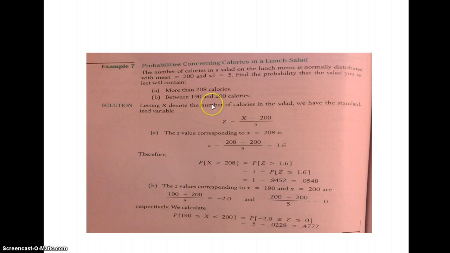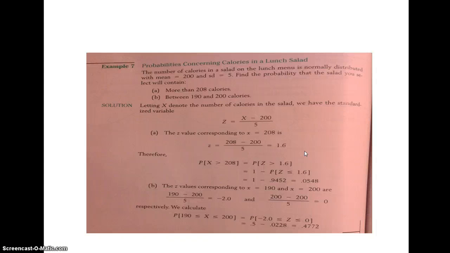Like in homework 5, we had to find the probabilities for something less than a number, or greater than a certain number, or between two numbers. In that case, they give you the standard normal variable, which is z, the standardized variable, and so you can use the table directly, or subtract it from 1, or subtract these two values.